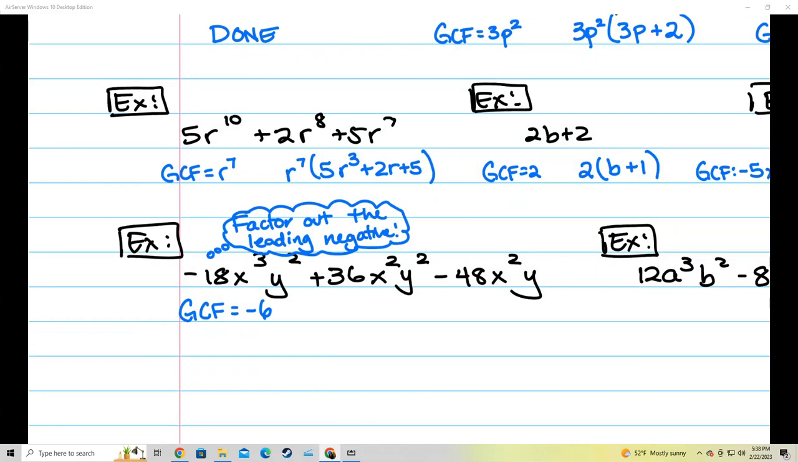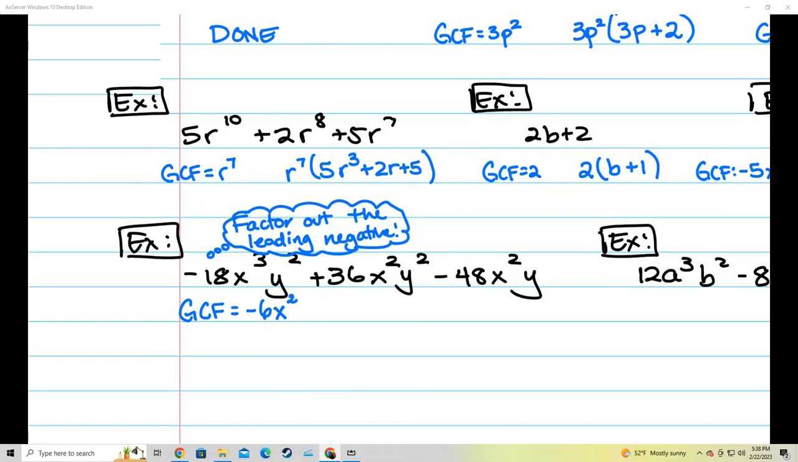As far as variables are concerned, let's worry about our x's first. There's 3 x's here, there's 2 x's here, and there's 2 x's here. So it looks like the most amount of x's I can pull out from each one would be 2. I can pull out 2 x's here and be left over with 1. I can pull out 2 x's here and be left with nothing. And I can pull out 2 x's here and be left with nothing. Okay, so I can pull out an x squared.